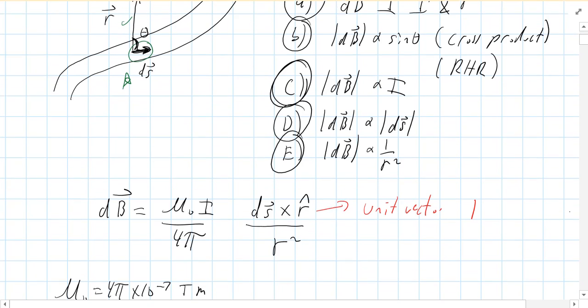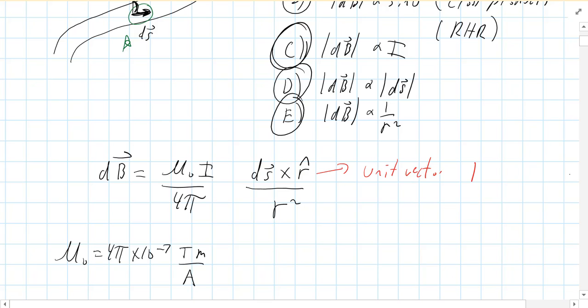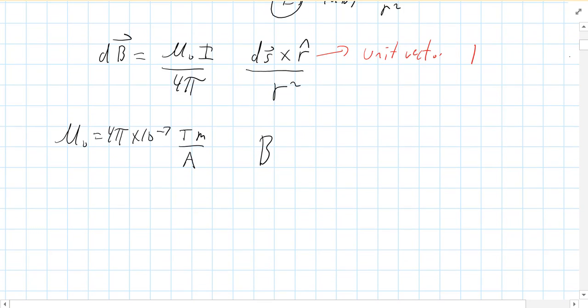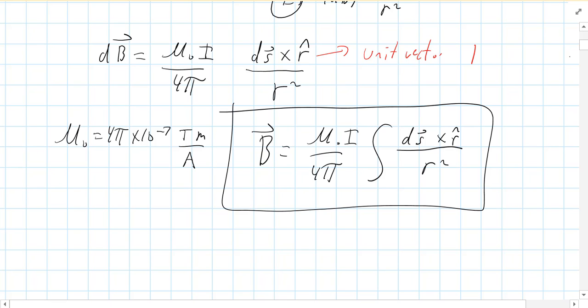Now, we then add up all these chunks by integrating. So your magnetic field will be mu naught I over 4 pi, integral of ds cross r hat. That usually involves an angle, sine or cosine, over r squared. This is the Biot-Savart law.